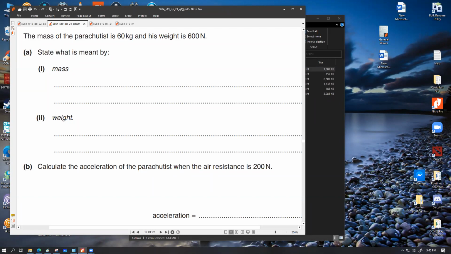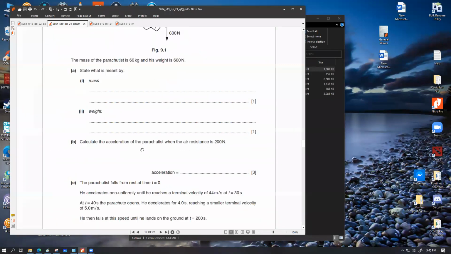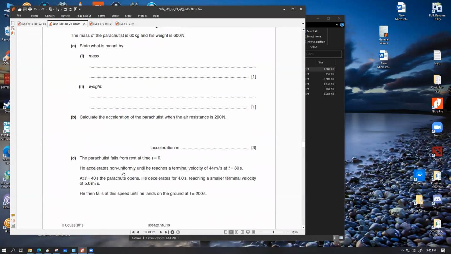Okay, done. So let's try to recreate this graph that we have available over here. The question says the parachute falls from rest at time t equals 0. It accelerates uniformly and reaches terminal velocity of 44 meters per second at t equals 30 seconds, which means from 30 seconds the terminal velocity starts. At t equals 40 seconds, the parachute opens, which means from 30 seconds to 40 seconds we should have a terminal velocity with a value of 44 meters per second.